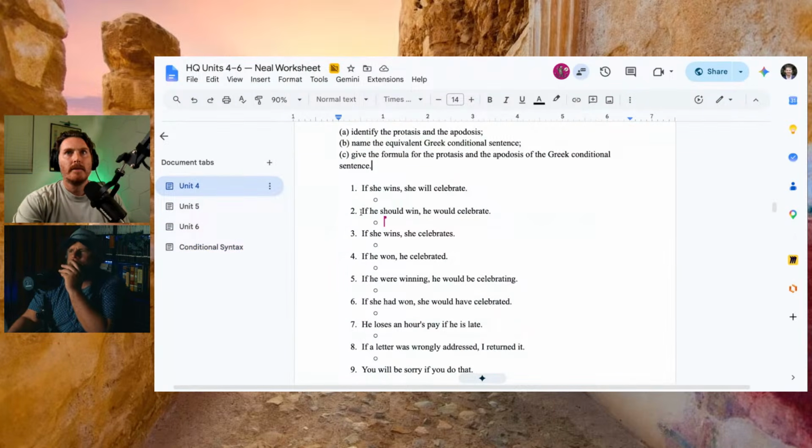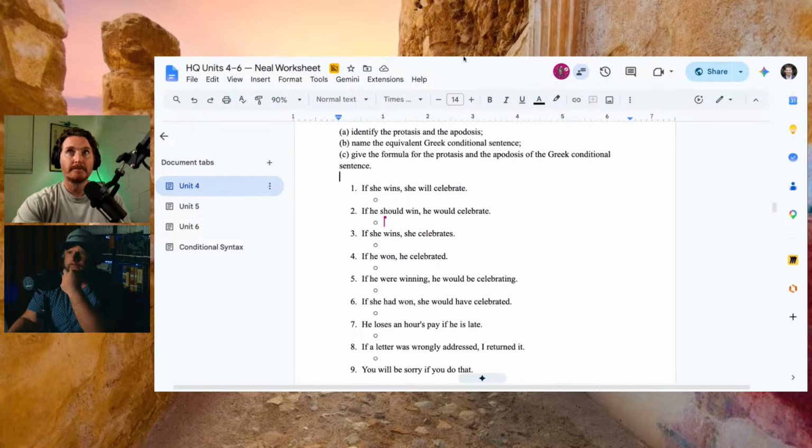Okay. So the next one would be if he would win. If he should win is the protasis. He would celebrate is the apodosis. It's super easy. And I think this would be if he should win. So it's sticking that should in there. A plus on. Well, you wouldn't have an on in the protasis. So you would have A plus a certain mood. No, I'm saying A plus the apodosis on. Yeah, the apodosis would have on. That's correct. That's what I'm saying.